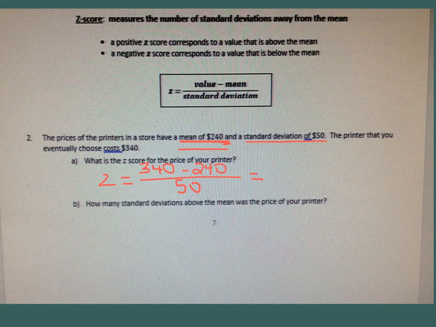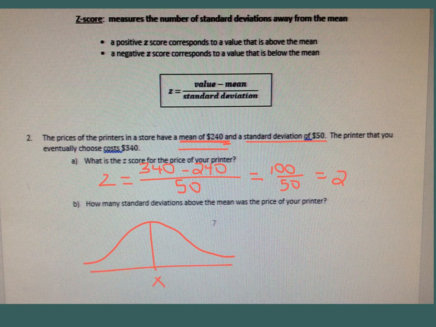So 340 minus 240 is 100. And 100 divided by 50 is 2. So the price of our printer, since the z-score is 2, the price of our printer is exactly 2 standard deviations above the mean. So if we were looking at the normal distribution curve that we talked about yesterday, here's where our mean is, and this would be 1 standard deviation above the mean, and this would be 2 standard deviations above the mean. So the price of our printer falls exactly 2 standard deviations above the mean.